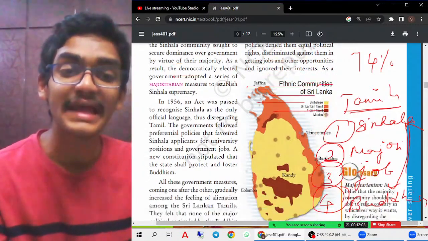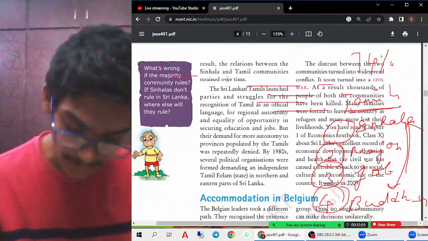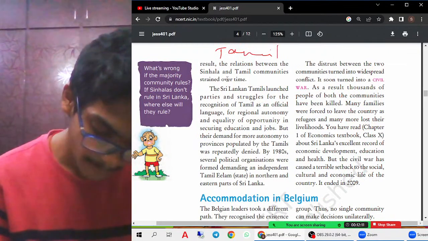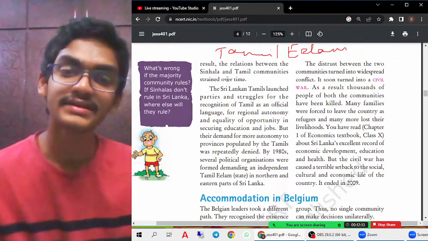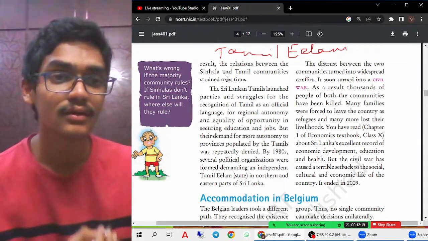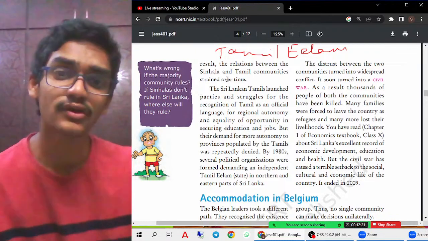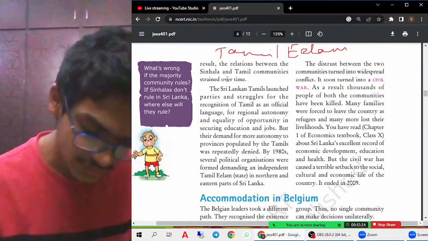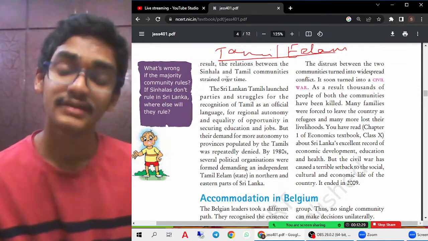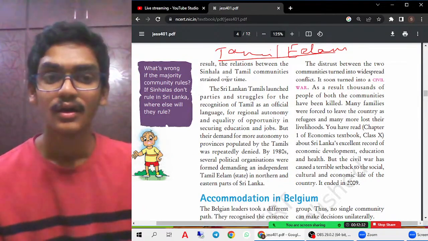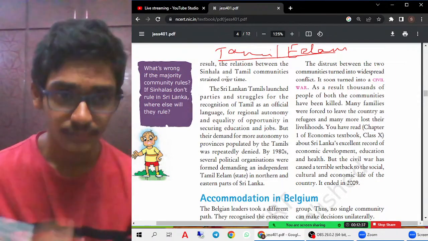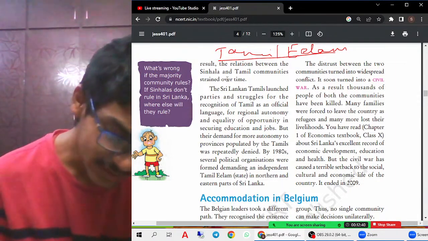Because of which they demanded Tamil Eelam. Tamil Eelam is nothing but a separate state. They want a separate state so that they can have their own administration, their own understanding of government, and their own power. But this was completely rejected by the majority ethnic group, the Sinhala people. Because of which a civil war broke out in Sri Lanka.